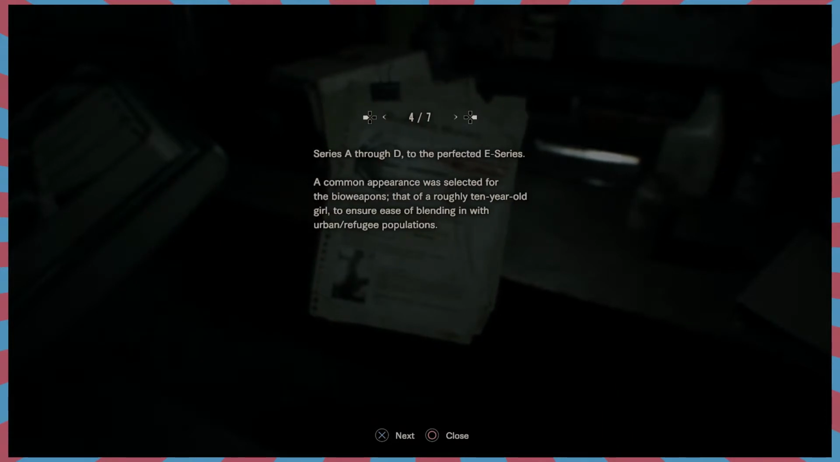A common appearance was selected for the bioweapons, that of a roughly 10-year-old girl, to ensure the ease of blending in with urban and refugee populations.